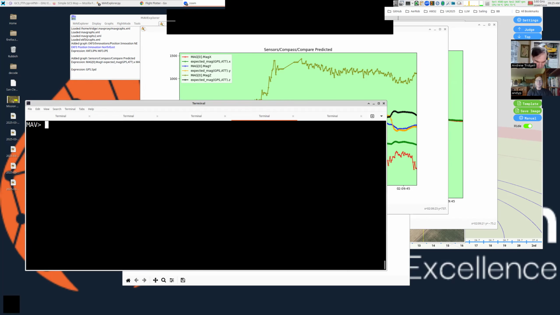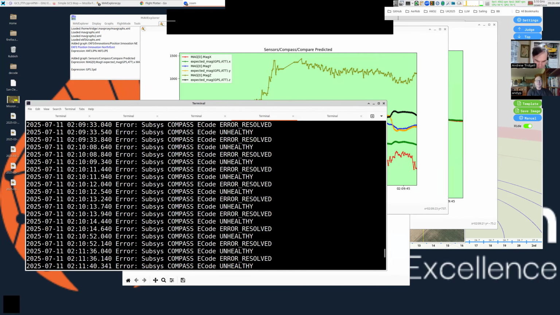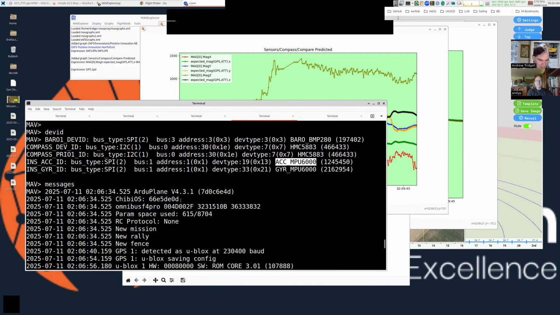Okay, now let's have a look at what sort of compass he's got. His compass is a HMC 5883. He's also got an MPU 6000, which let's go and have a look. Lots of errors being thrown up. His ArduPilot 431, so pretty ancient. I'm not sure when we released that, but might have been last century. It's probably this century, but just. Omnibus F4 Pro. Actually saying, well, it's a popular board, isn't it? Again, sort of cheap and cheerful. So the same MPU 6000.